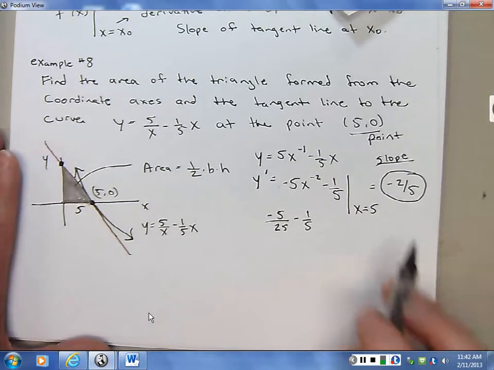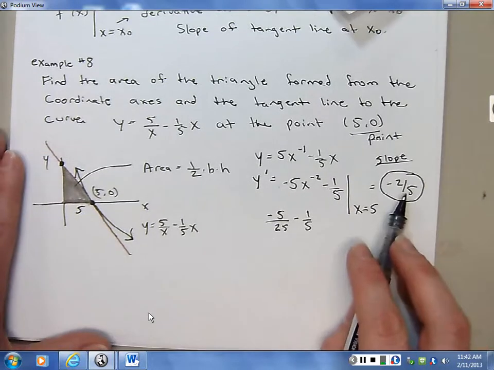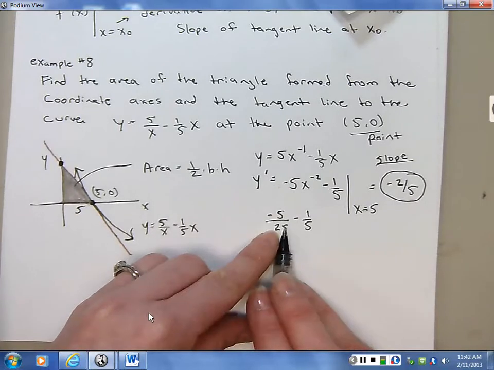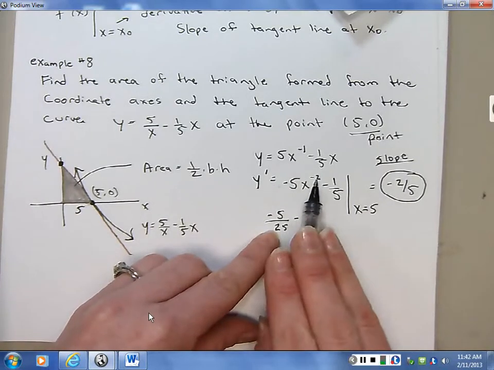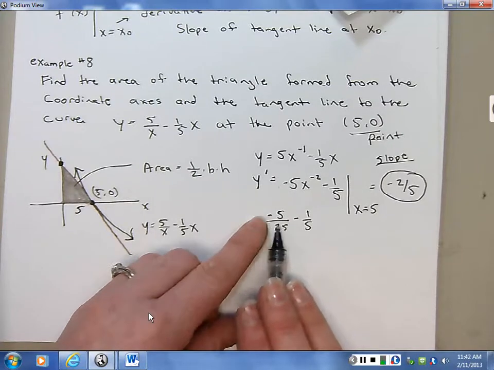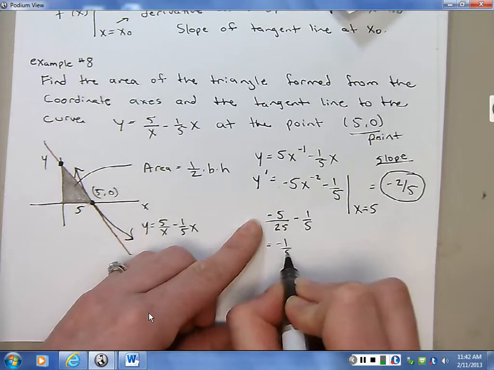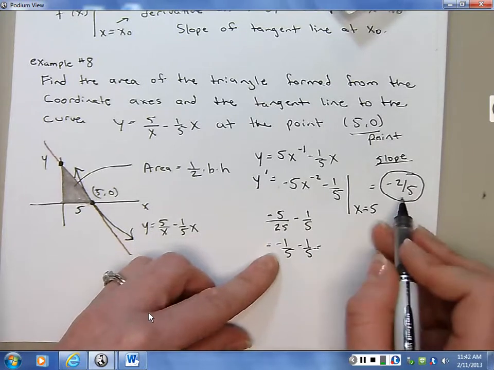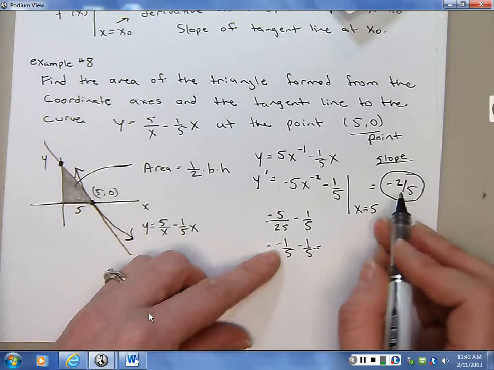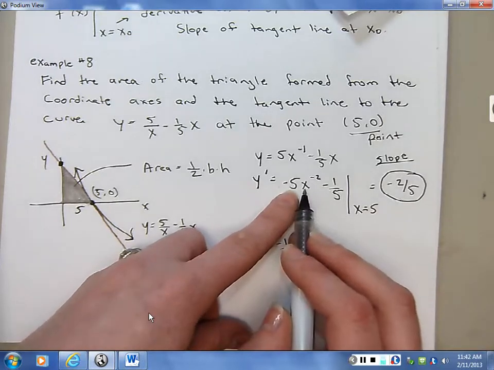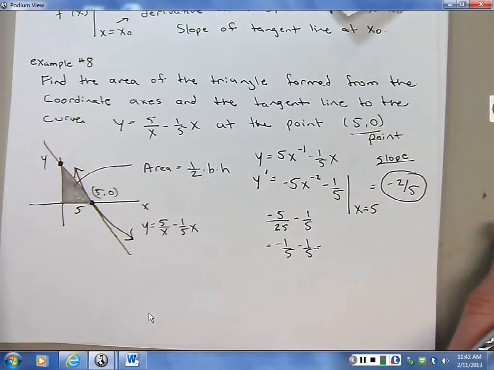Does anyone have a question where I get this minus 2/5? I just plugged in 5, right? So I have minus 5 over 25. Because 5 to the minus 2 is 1 over 25. 5 squared is 25, but it's in the denominator. Minus a fifth. So this would simplify to minus 1 over 5 minus 1 over 5, which is minus 2/5. You can plug it in your calculator. Your calculator should be able to evaluate it too. If you have minus 5 times 5 to the minus 2 minus a fifth, it should tell you minus 2/5.